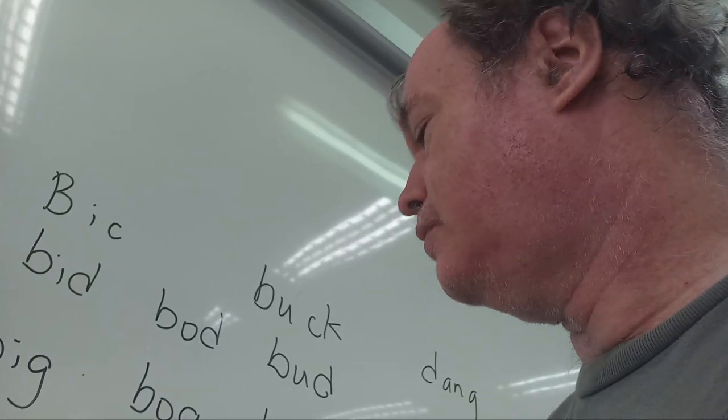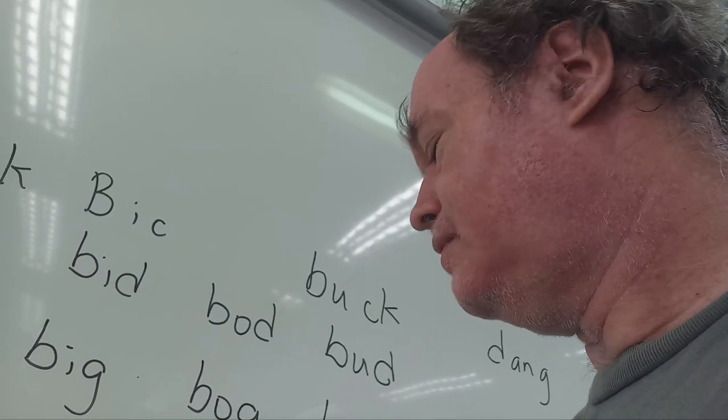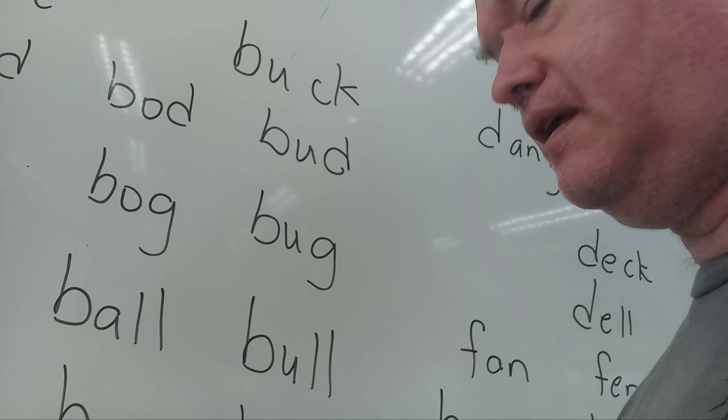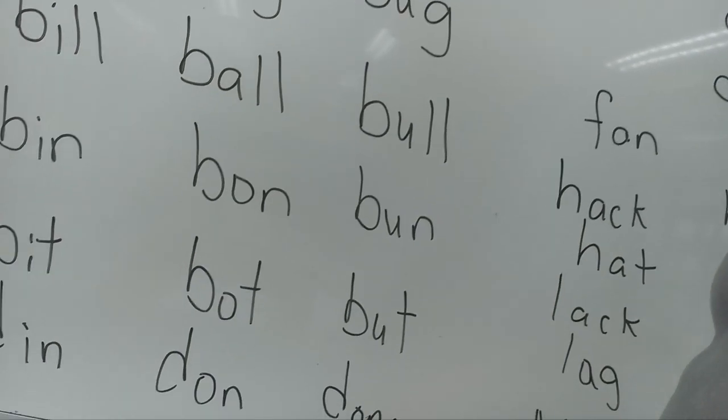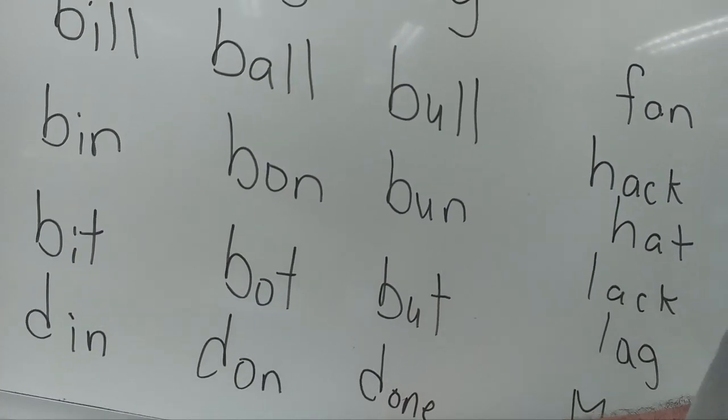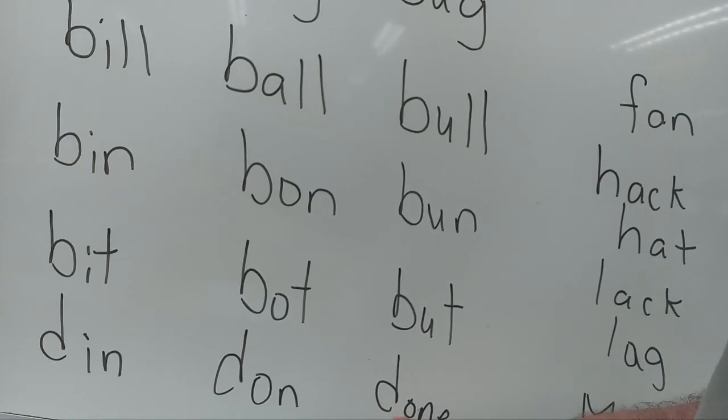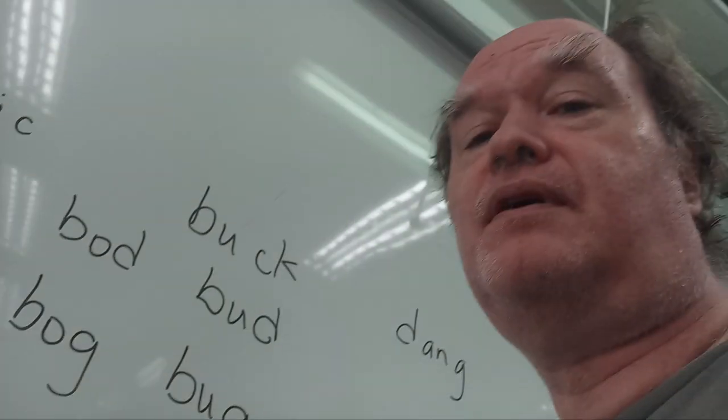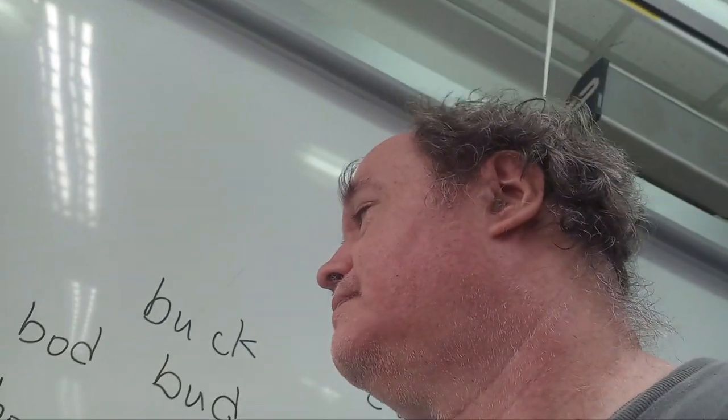So yeah, this is what has happened to English over the centuries. We have words that are spelled in such a way where you think they should be a long vowel sound. They end up being a short vowel sound because short vowel sounds are shorter and easier to pronounce.